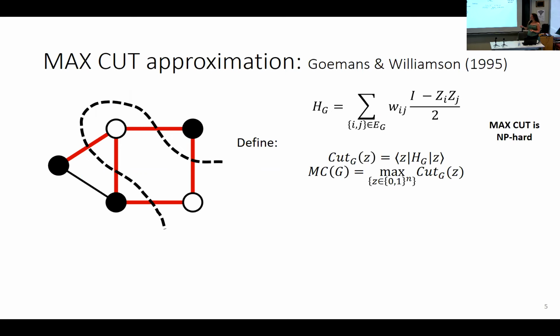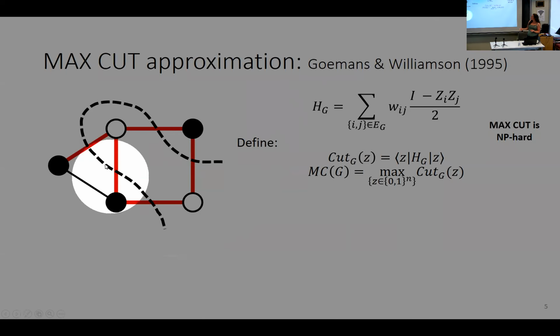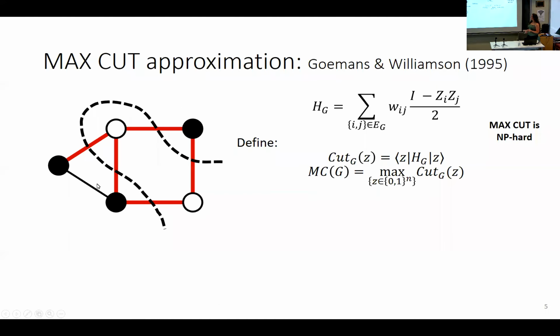So in this case, they've done it as a coloring. Okay, so this white edge is connected to that black edge. This edge is cut, and you're trying to maximize the number of edges cut, but this edge is not cut. And so the way that we write that as a Hamiltonian is up here.